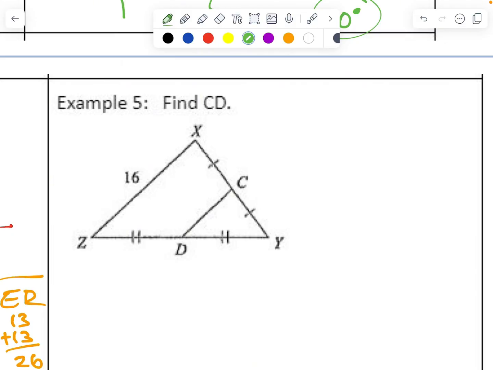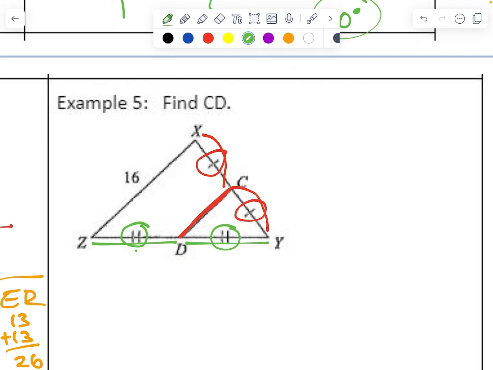Example 5, find CD. CD is right here, and I am noticing that I have markings on this right side of my triangle, and those markings are the same. That means that from X to C is the same distance as C to Y. I see different markings on the bottom, and those different markings are the same as each other. And so that means that Z to D is the same distance because it's the same marking as D to Y. But these are different than what I have in red because they're different markings.